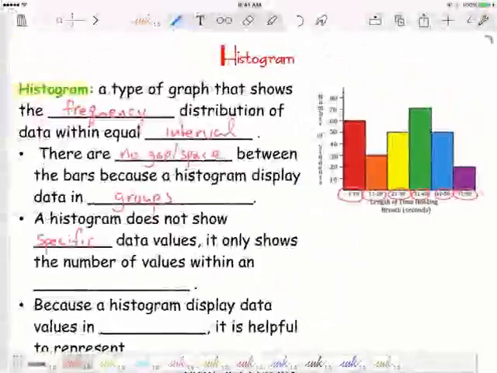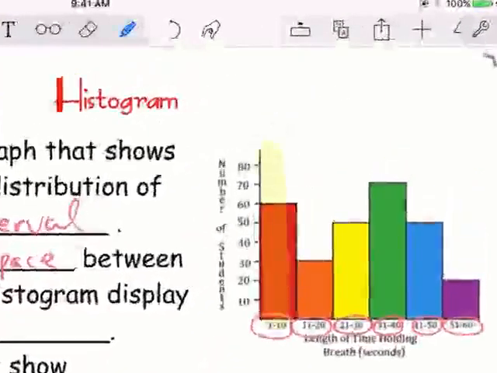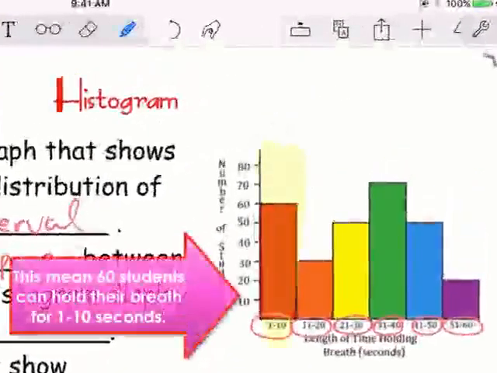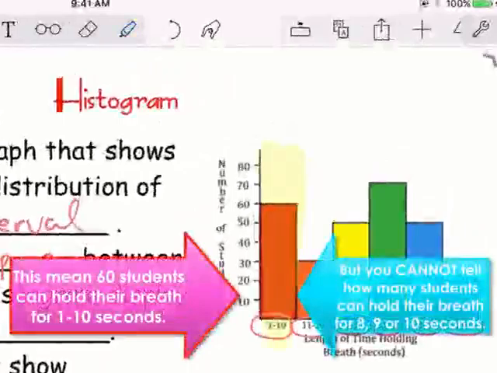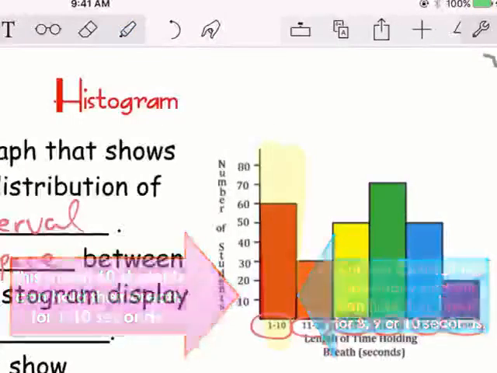It only shows the number of values within an interval. For example, this histogram shows that 60 students can hold their breath 1 to 10 seconds. However, we don't know exactly how many students can hold their breath for 8, 9, or 10 seconds.